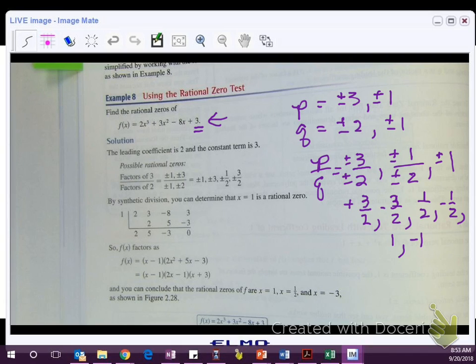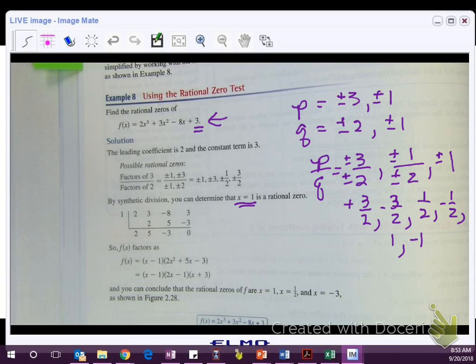And you can try that by substituting it in, or you can try it by synthetic division. Now, in this example, they've used synthetic division, and they chose to try positive 1 to determine that it is a rational zero. But we could have tried any of the others. If you try positive 1 and it doesn't work, what do you need next? You try minus 1 or any of the others, but you try another one, right? So you keep trying them until either none of them work or you find one that does.